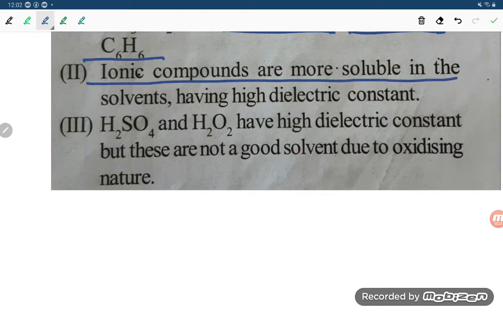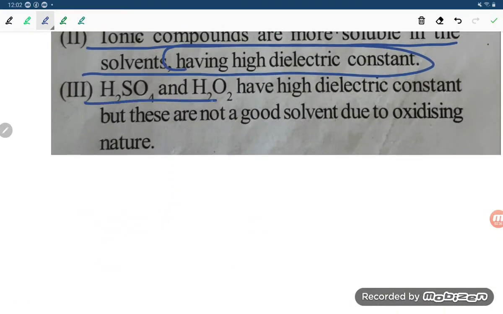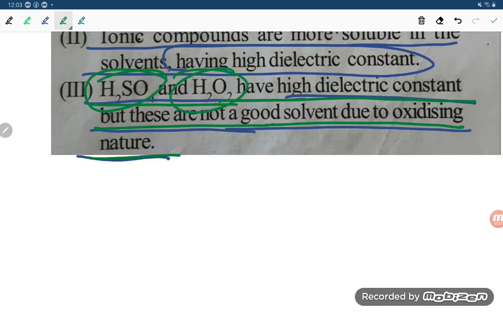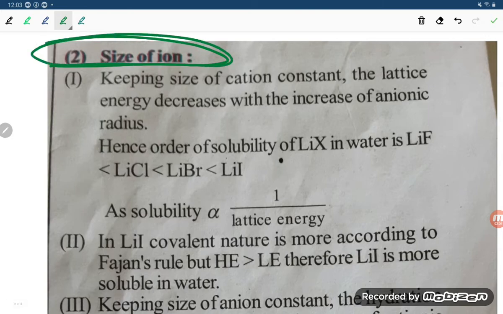Ionic compounds are more soluble in the solvent having high dielectric constant. It means all the ionic compounds will dissolve in water because the dielectric constant of water is 80. Next, H2SO4 and H2O2 have high dielectric constant, but these are not good solvents due to being oxidizing agents. What is the meaning of this? H2O2 and H2SO4 have high dielectric constant, but they are not good solvents due to oxidizing. So they are oxidizing agents. That is why even though they have a good dielectric constant value, they do not dissolve the maximum of the solute.